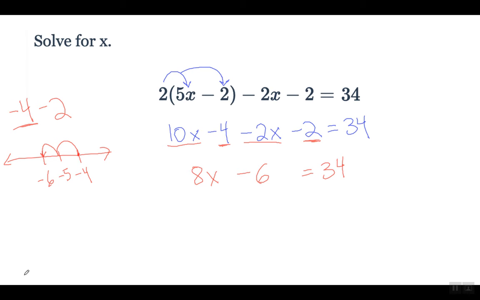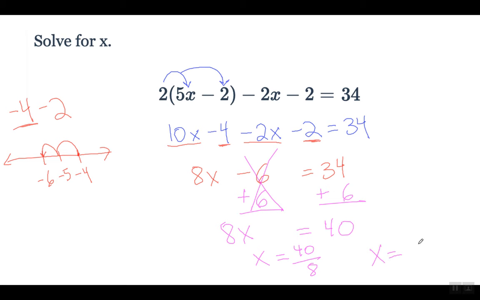Okay? Now again, as I always say, the number that's with the variable, you move last. Alright, so the 8 I'm going to move at the end. The first thing I'm going to get rid of is this minus 6 by doing plus 6 to both sides. So this part cancels out, and this part will be 40. So 8x equals 40. So now move the 8, and instead of multiplying, you do division. So x equals 40 divided by 8. That means x equals 5.